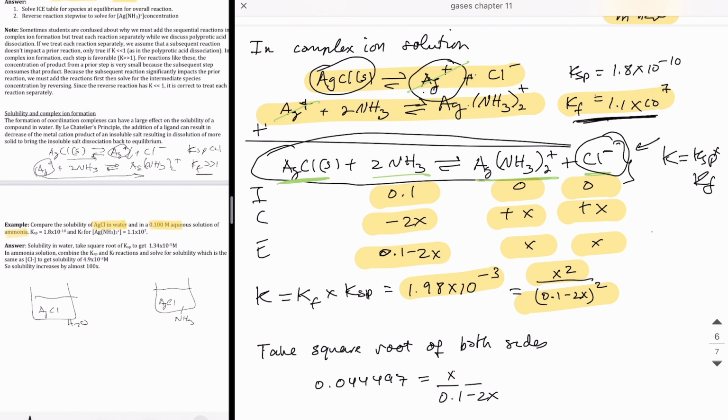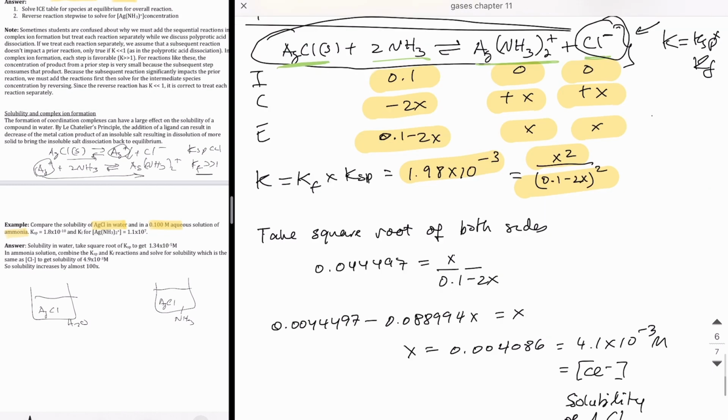So x squared, because it's x times x, divided by (0.1 minus 2x) squared, because the coefficient is 2. And that allows us to solve. We could use the small K assumption and then check if the assumption makes sense. Or since we have a square on the right side for both expressions, we might as well take the square root of both sides. Mathematically, that's not too hard to do. And so we get this number on the left side, and then we get the expression x over 0.1 minus 2x on the right. From here, we can go ahead and just solve for x, which is what I did here. I did a little algebra and find that x equals 0.004086, or 4.1 times 10 to the minus 3.